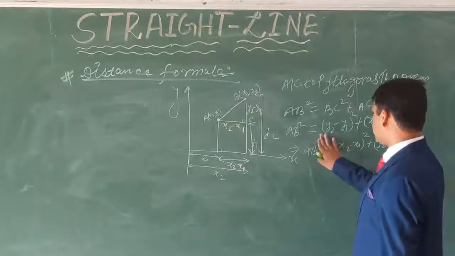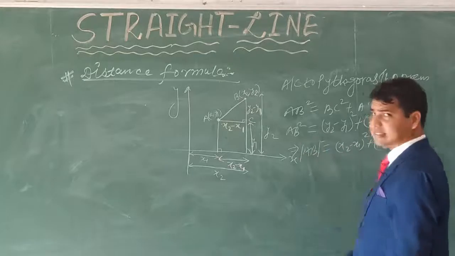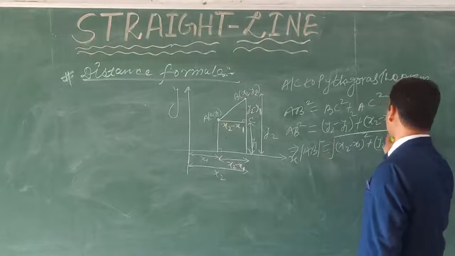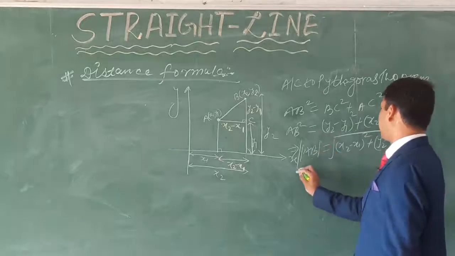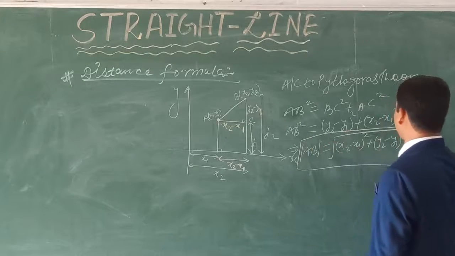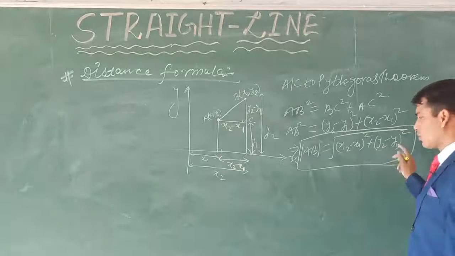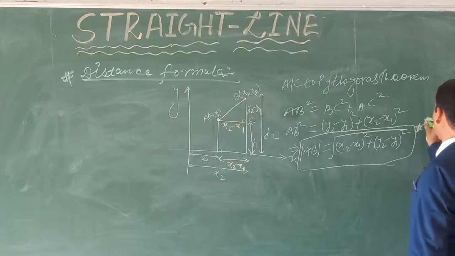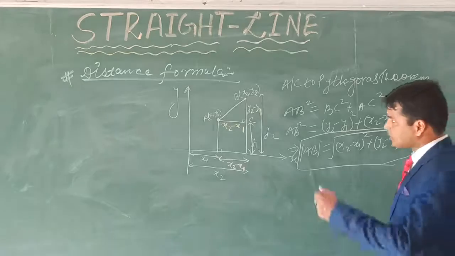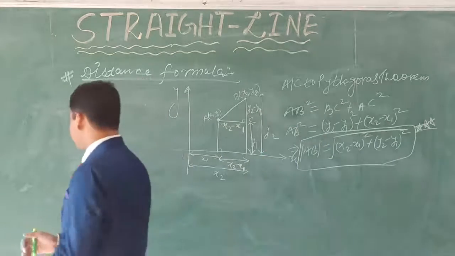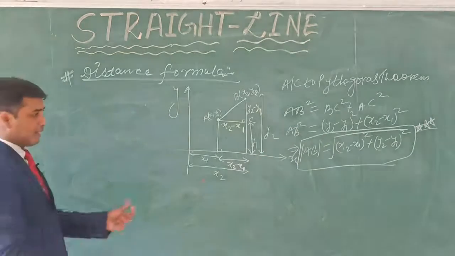Now I am going to take the modulus, because this is a distance, and I am taking the square root on both sides. So you will get AB equals the square root of x2 minus x1 whole square plus y2 minus y1 whole square. So this is the formula for finding the distance between 2 points. If 2 points are given, you can apply this formula.